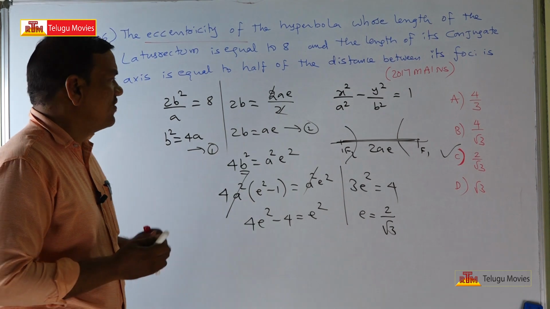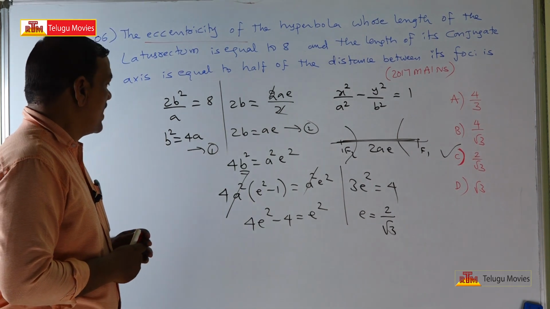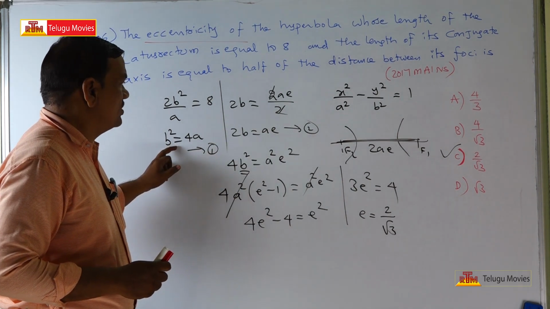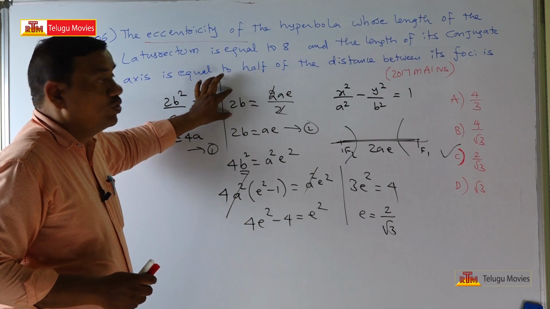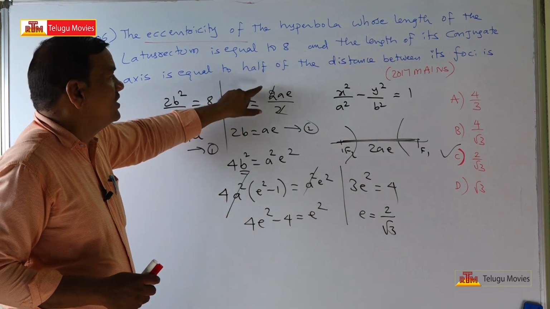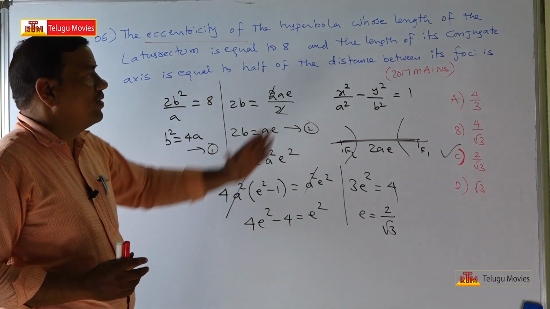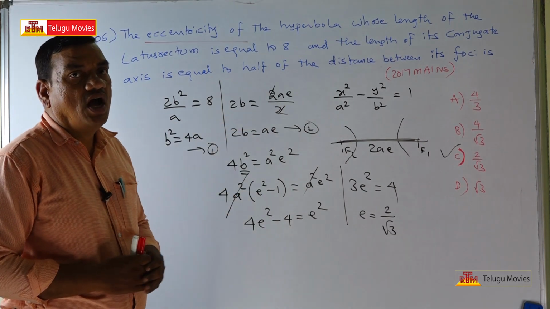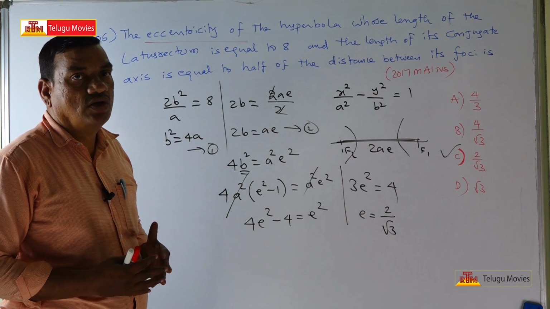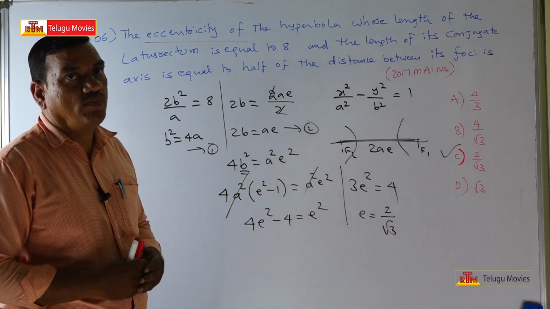Okay now, so such a very easy problem. Actually we did not make use of the first result, only with the result 2b is equal to half of the distance between the foci we got the answer. Okay, very easy problem. It was asked in 2017. I hope that you understand this solution. So let us go for the next problem.